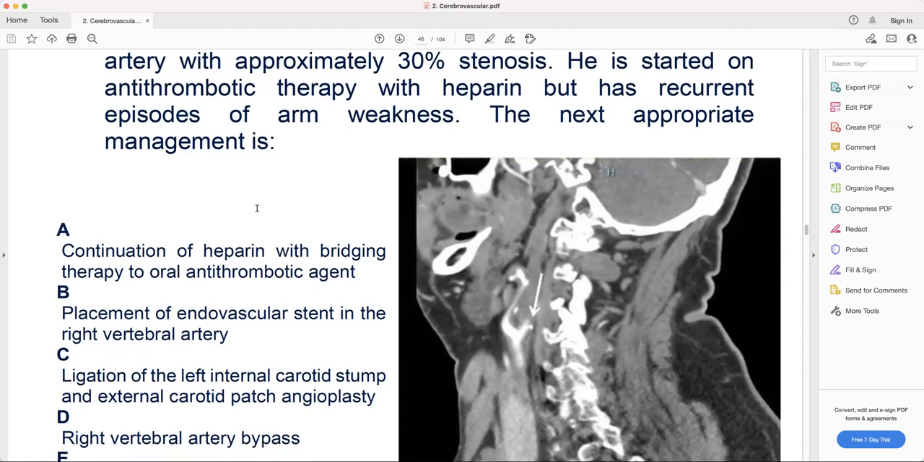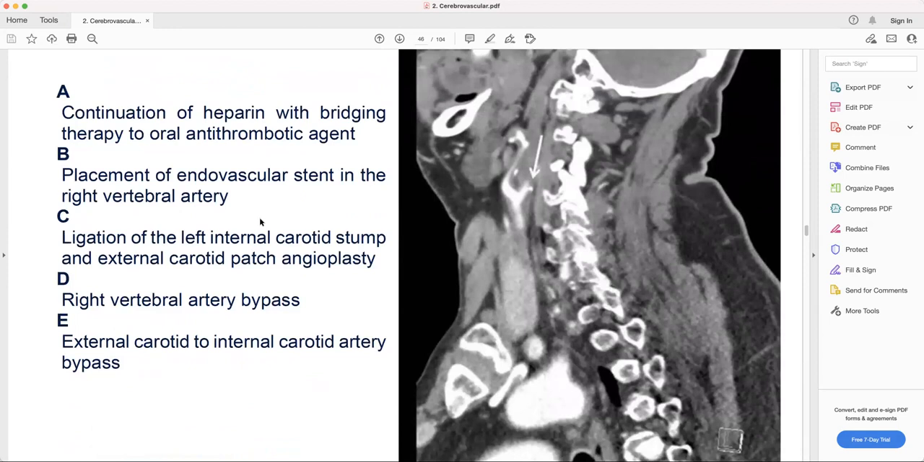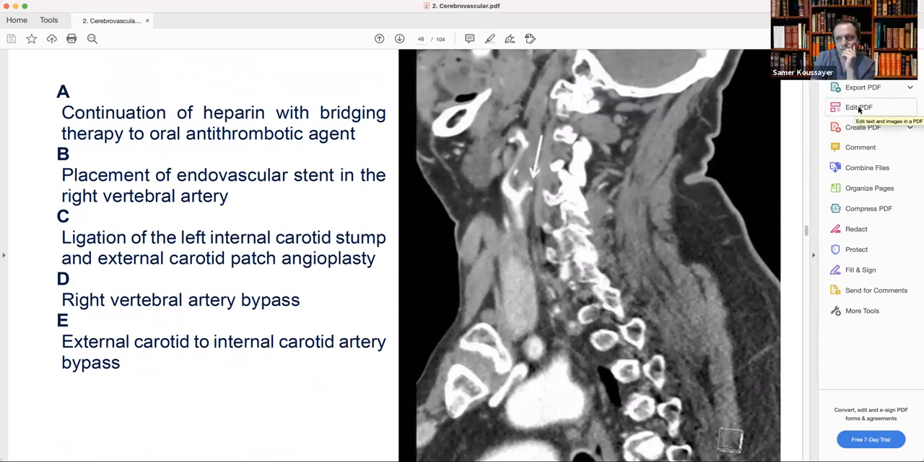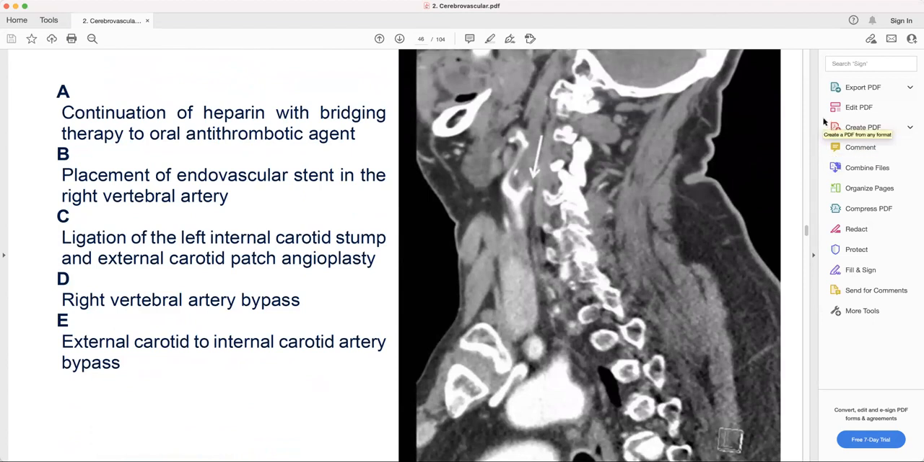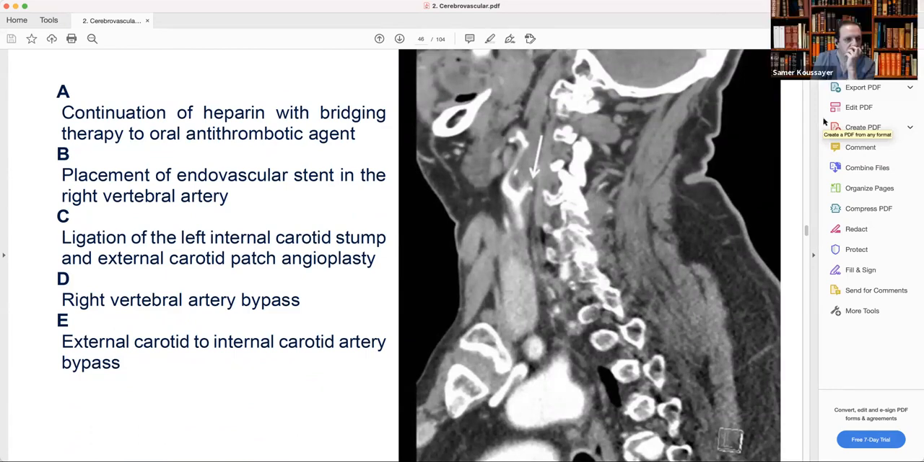Okay. B, placement of endovascular stents in the right vertebral artery. I don't think the pathology is related to the vertebral artery. Correct. Ligation of the left internal carotid stump and external carotid patch angioplasty. This sounds correct.